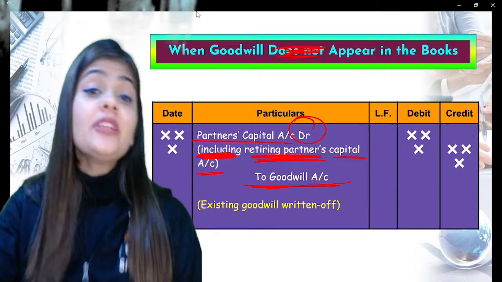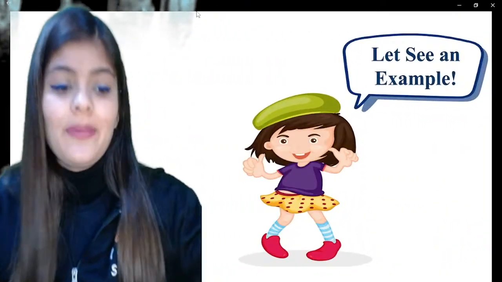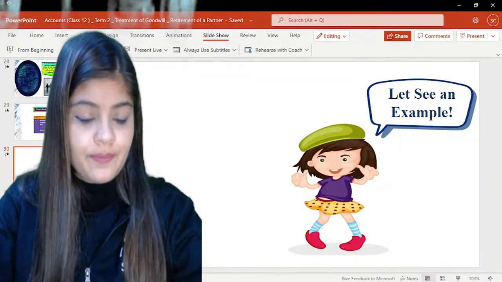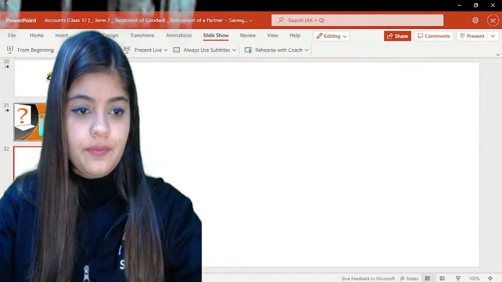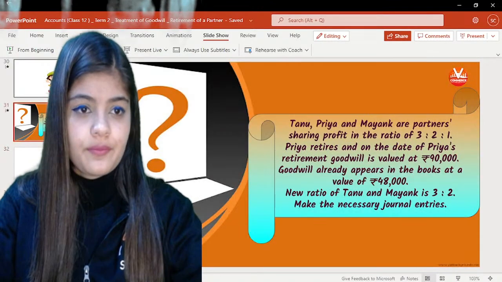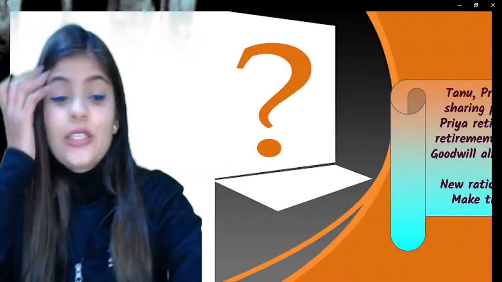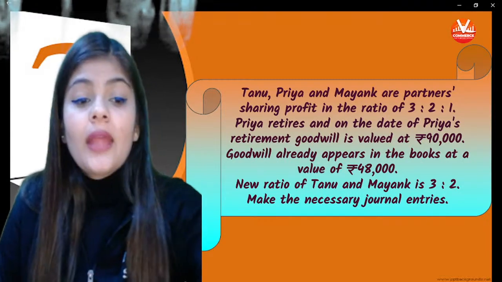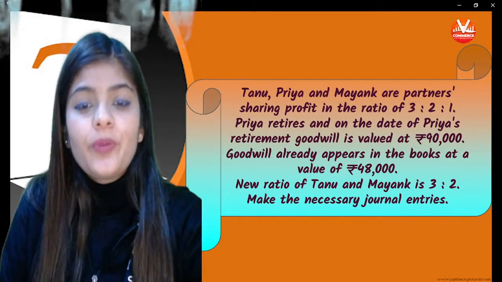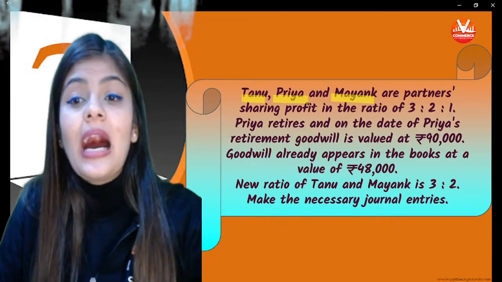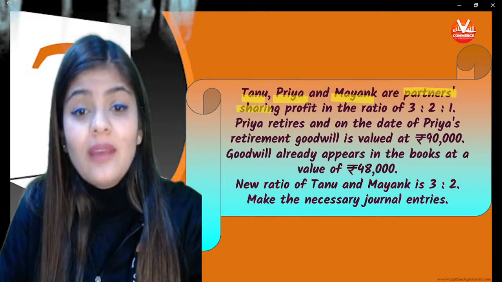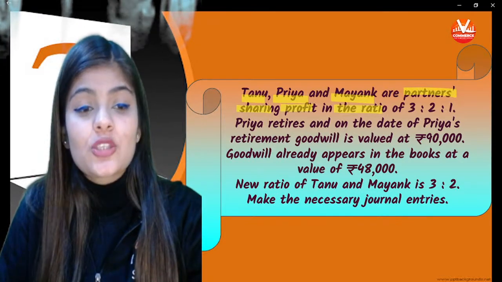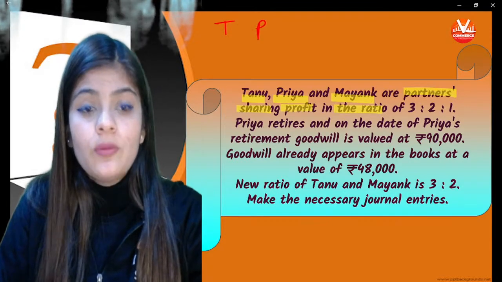Okay, so now we will do a question of this also. अब इसका भी एक question करेंगे, but I have to add a slide. Okay, so this is your second question. Please pay attention. The question is: Tanu, Priya and Mayank are partners sharing profits in the ratio of 3:2:1.